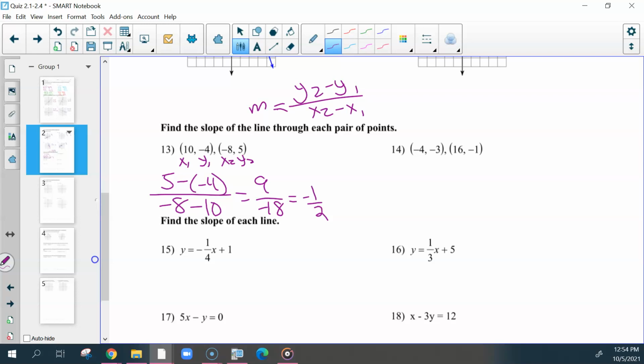And then do the same thing for the other one. -1 minus a -3, 16 minus a -4. You end up adding for both. So you get positive 2 over positive 20, which simplifies to 1/10. Questions on those two?